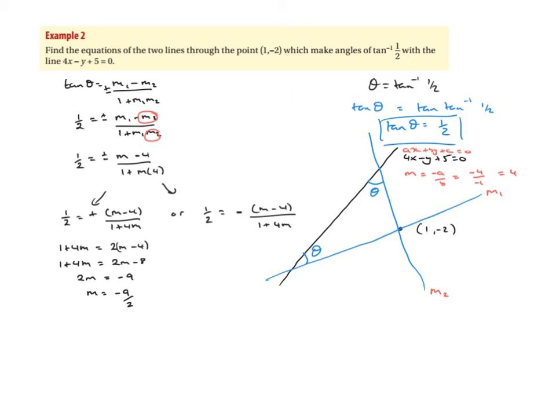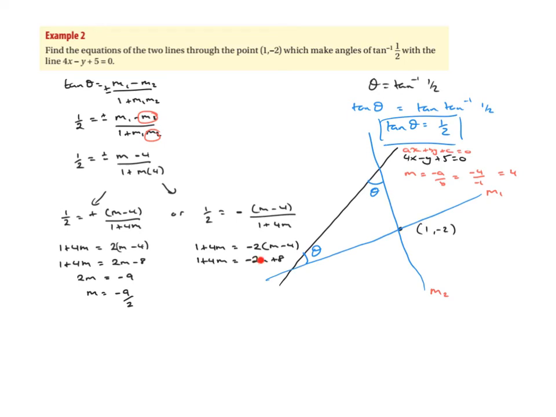Okay, for this one here then, on the right hand side, I'm going to cross multiply again and do exactly the same thing. So I'm going to end up with 1 plus 4m is equal to minus 2m minus 4. I'm going to multiply it out again like I did before. So I'm going to end up with 1 plus 4m is equal to minus 2m plus 8.